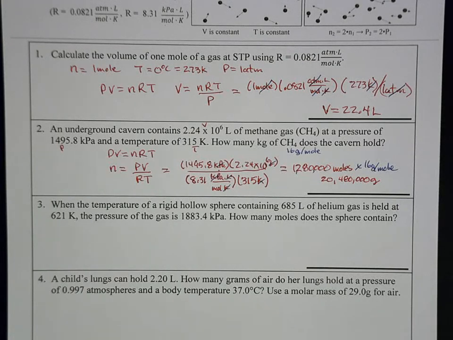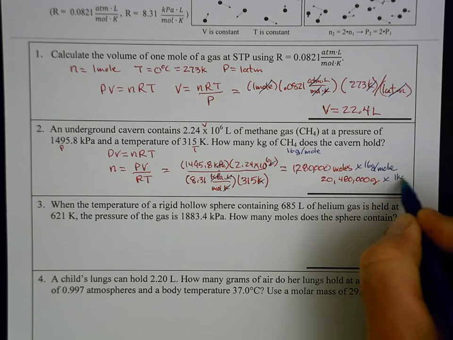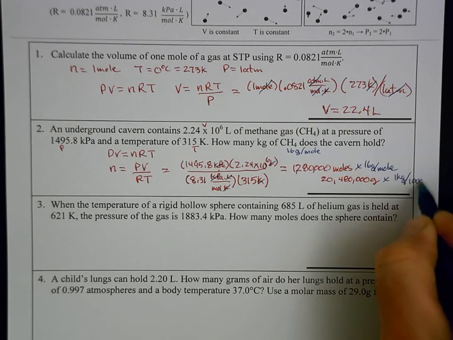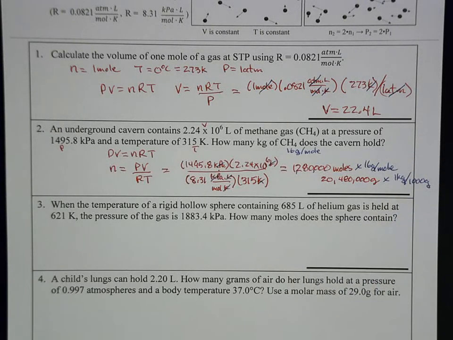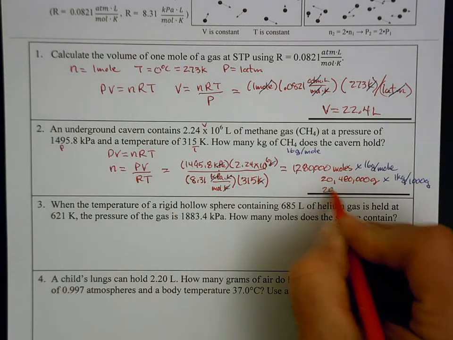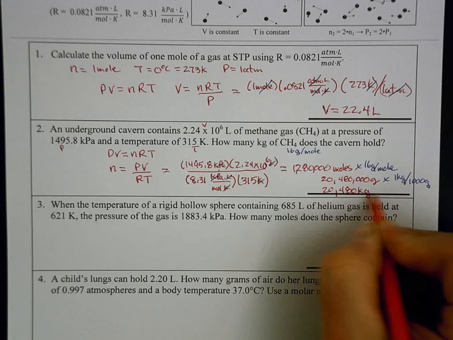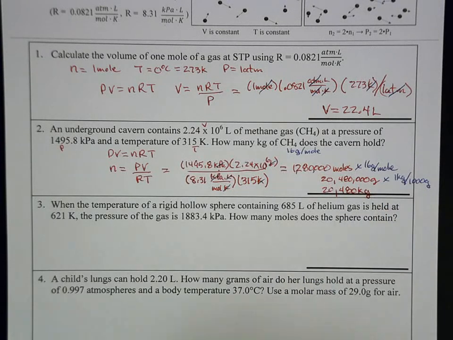Okay, now how do I get from grams to kilograms? Every kilogram has how many grams? That's right, 1 kilogram divided by 1,000. And so all I have to do is take off 3 zeros. And so 20,480 kilograms is what I'm going to end up with.